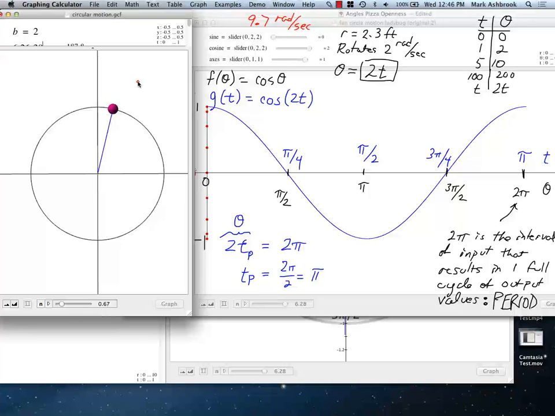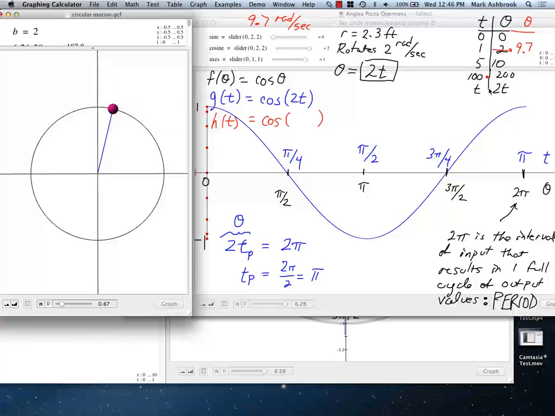So if we want to write h of t, it would be cosine. So again, this whole thing is still the angle in radians, but we need what that angle is in terms of t. So after 1 second, how many radians does this ball go? 9.7. Every second it goes 9.7 radians.